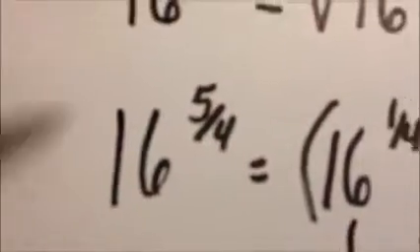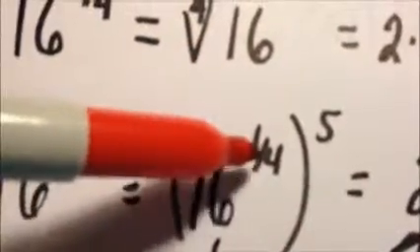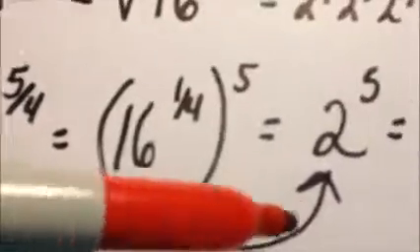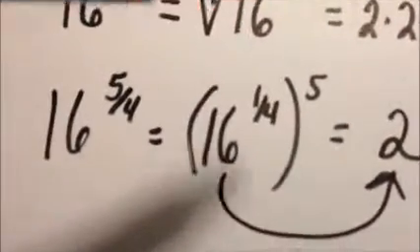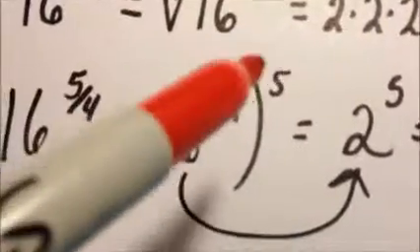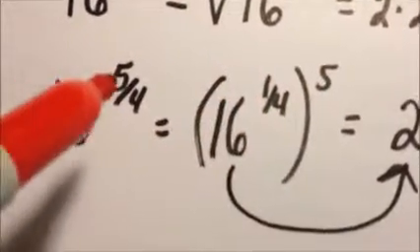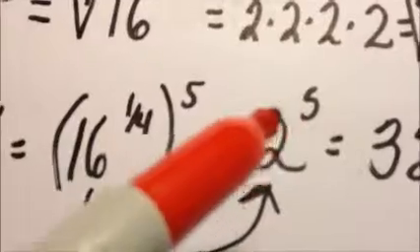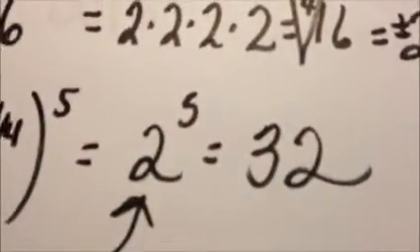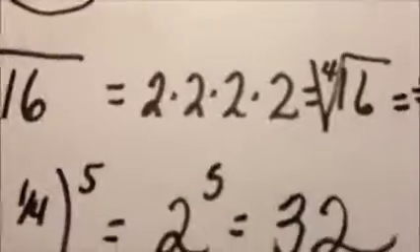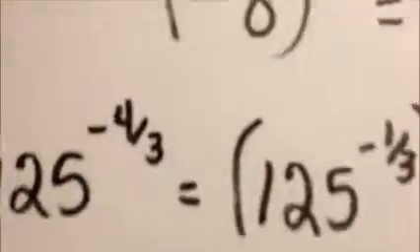Another example of breaking down the power, 16 to the 5/4 is the same thing as 16 to the 1/4 power, which is 2, then raised to the 5th power, because 5 times 1/4 is 5/4. So then I'm raising 2 to the 5th power, so I get 32. Let's look at a couple more examples here.